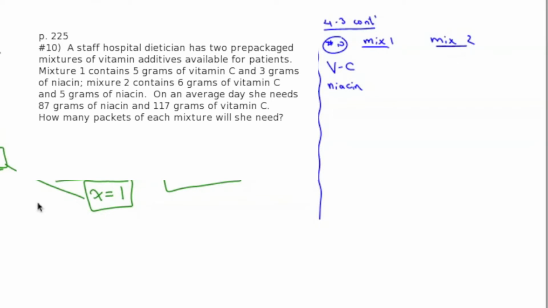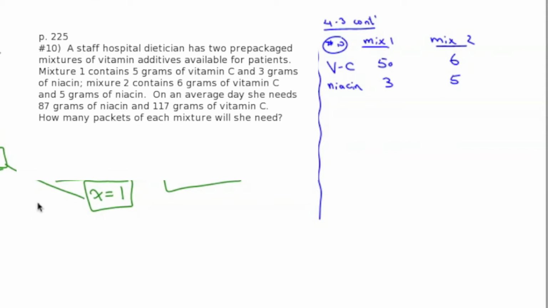Now, mixture 1 has how much vitamin C? 5 grams. Niacin, how many in mixture 1? 3 grams. And then you come over here to mixture 2. How much vitamin C is in mixture 2? 6 grams. And niacin? 5.